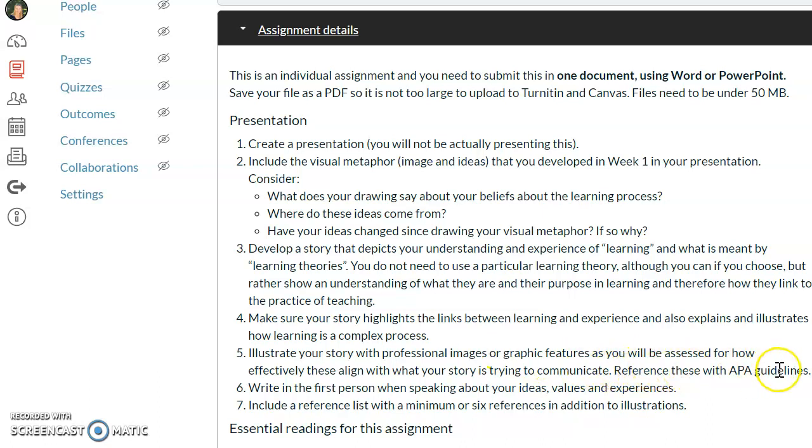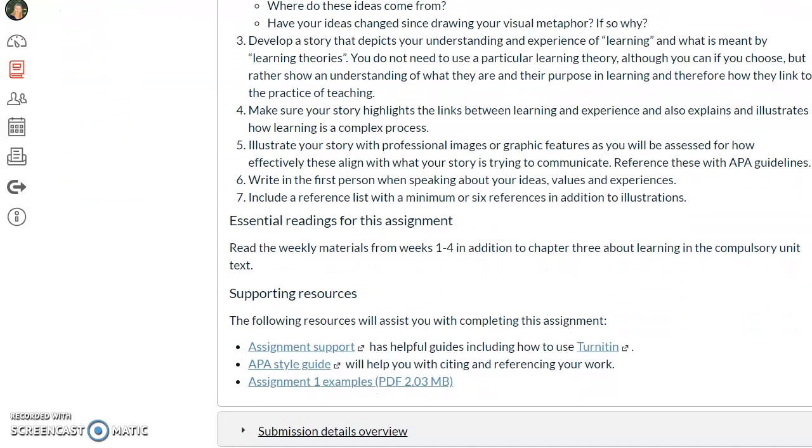We're going to ask you to use APA referencing. You'll be writing in first person when you're speaking about your own ideas, values, and experiences. And we'd like a reference list with a minimum of 6 references in addition to any images that you use. We recommend that you rely heavily on our weeks 1 to 4 as you begin our assignment in our main text, and chapter 3 will be very useful to you.